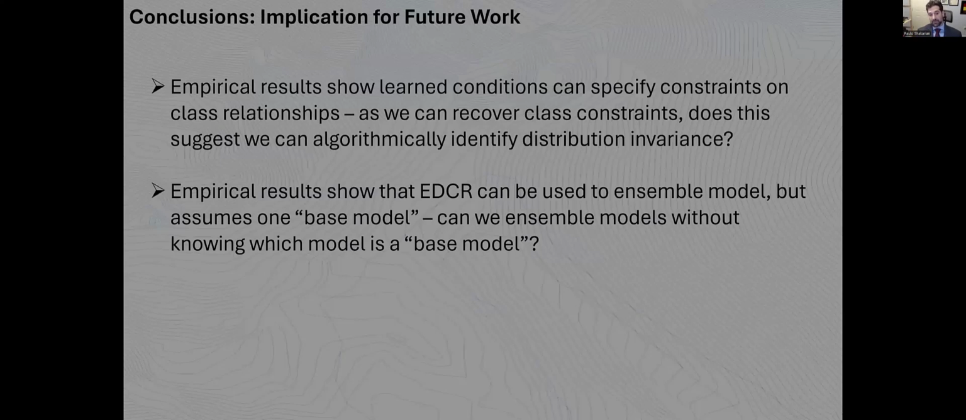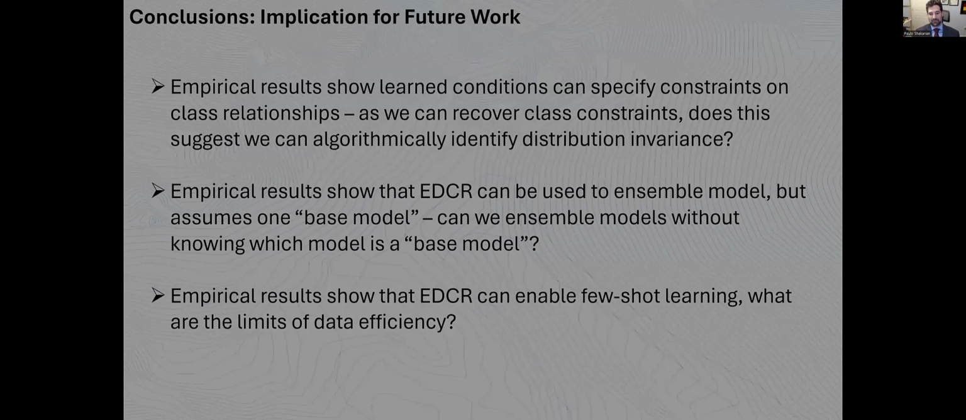We saw particularly with the metal price spike prediction that we could use error detection and correction rules to ensemble the model, but this assumed that we had one base model. So can we do this without knowing which model should be the base model? We would get different results depending on what we use as a base, and the reason for this is we would start with a base and adjust off of that.